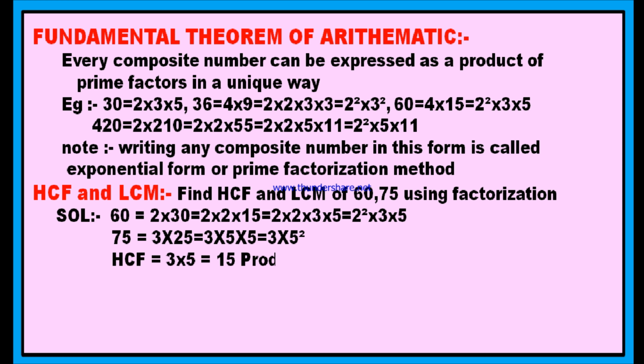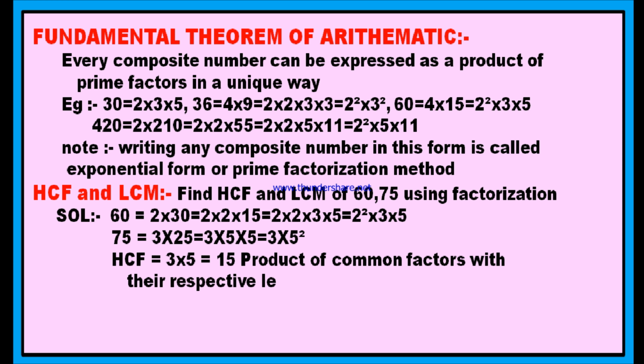Now we have to find the HCF. HCF is the product of common factors with their respective least exponents. Here HCF is nothing but the product of common factors with their respective least exponents. We look at these two products. Here what are the common factors you pick up? Here the factor is 2, but there is no 2 in 75. Here is a factor 3 in 60. 3 is also a factor of 75.